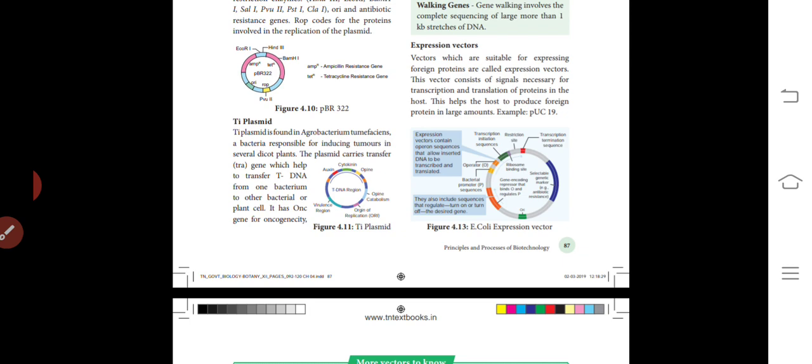So the plasmid carries the transfer gene. The tra gene helps to transfer the T-DNA from one bacterium to the other bacterium. So that's the onc gene for oncogenicity. The ori is the origin of replication, and the inc gene is for incompatibility.